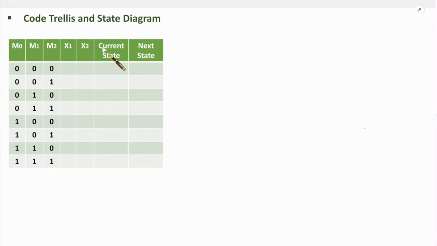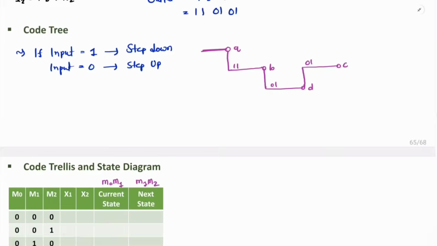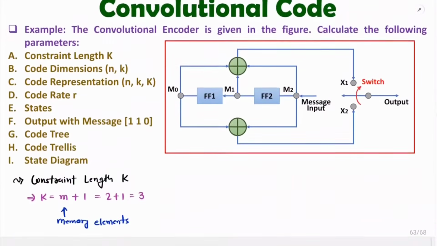See here, current state will be based on M0 and M1. And next state will be based on M1, M2. Let me explain how. Here in the encoder, we are inserting input over here. So current state will be M0, M1, that is the state of these flip-flops. But when you insert the next bit, at that time, M2 is getting shifted over here and M1 is getting shifted over here.